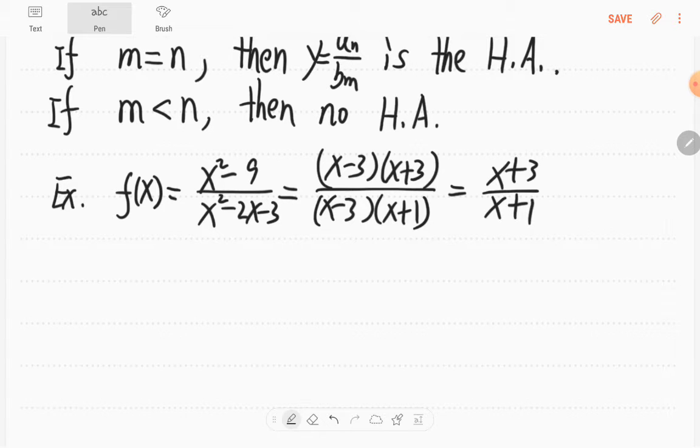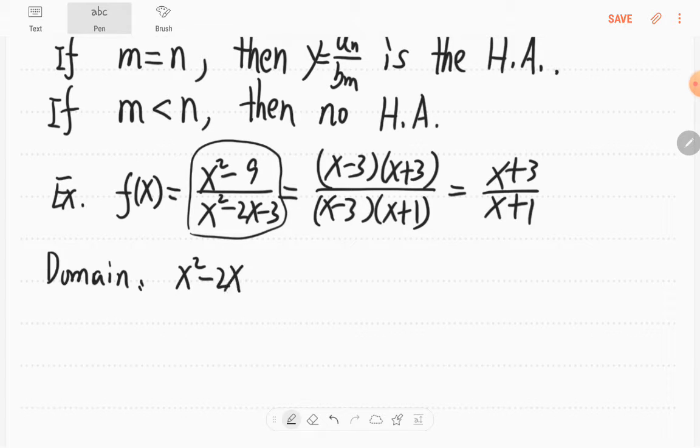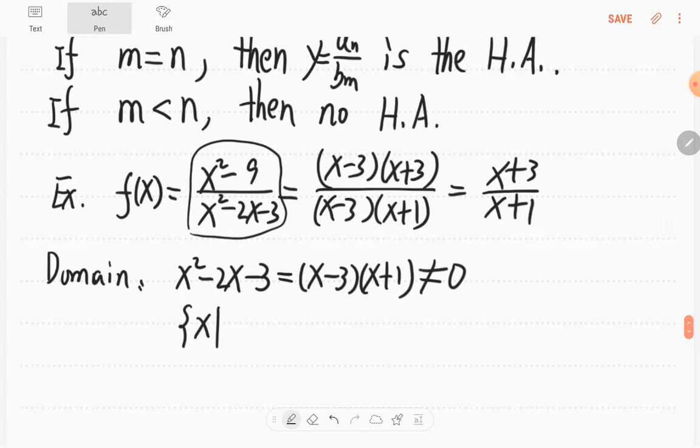So the domain. When we look at the domain, we need to look at the original one. We cannot look at the simplified one, right? So x squared minus 2x minus 3, which is equal to x minus 3 times x plus 1, cannot be 0. So the domain is all x such that x is not equal to 3 and x is not equal to negative 1. So this is our domain.